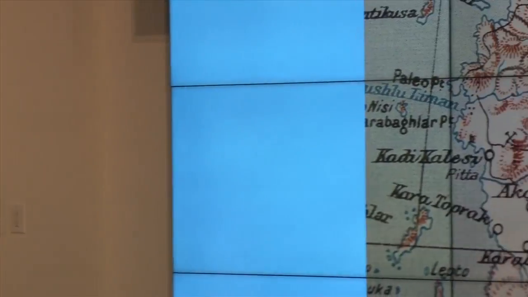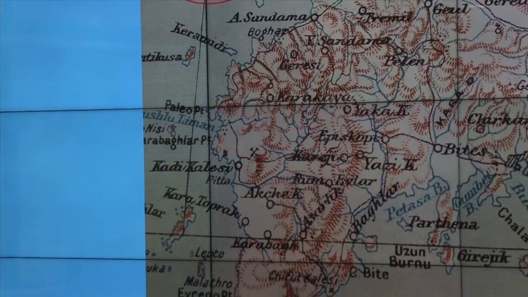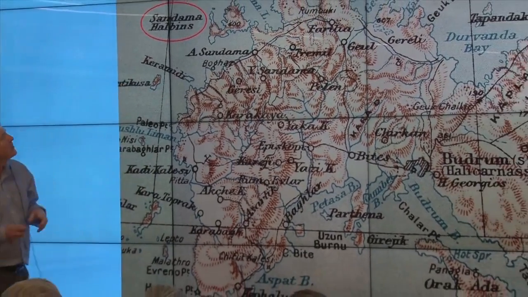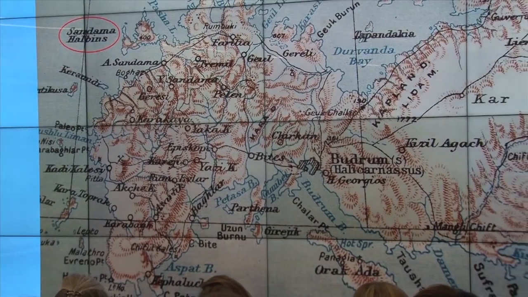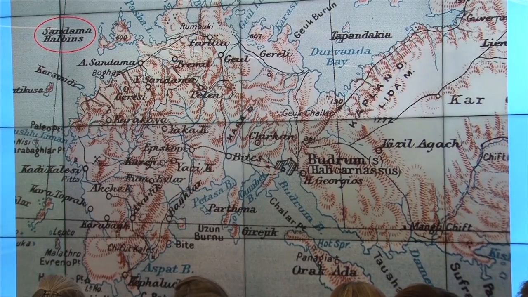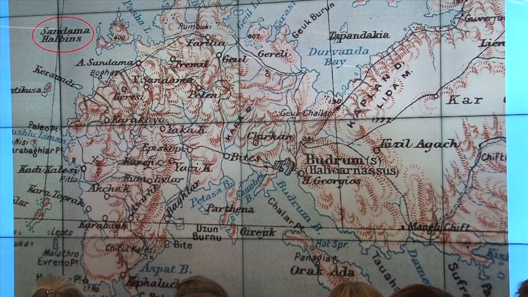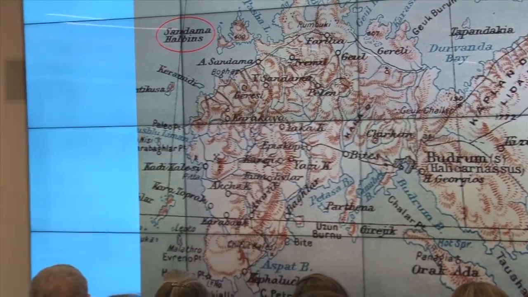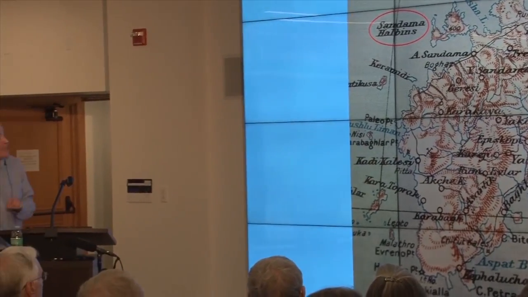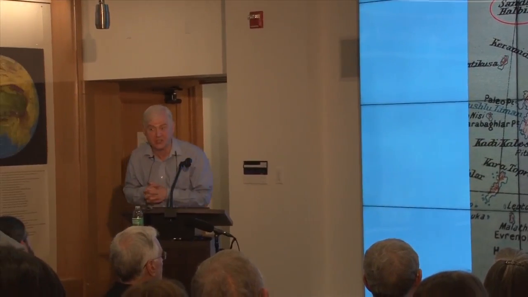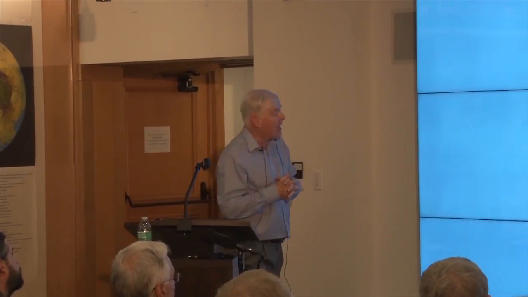And I show you this detail because it gives you an idea of the work, and I particularly draw your attention to this, Sandama Halbinz. And whoever did that didn't realize that Halbinz isn't a funny Turkish name. It's the German abbreviation for peninsula. And so it was left that way.